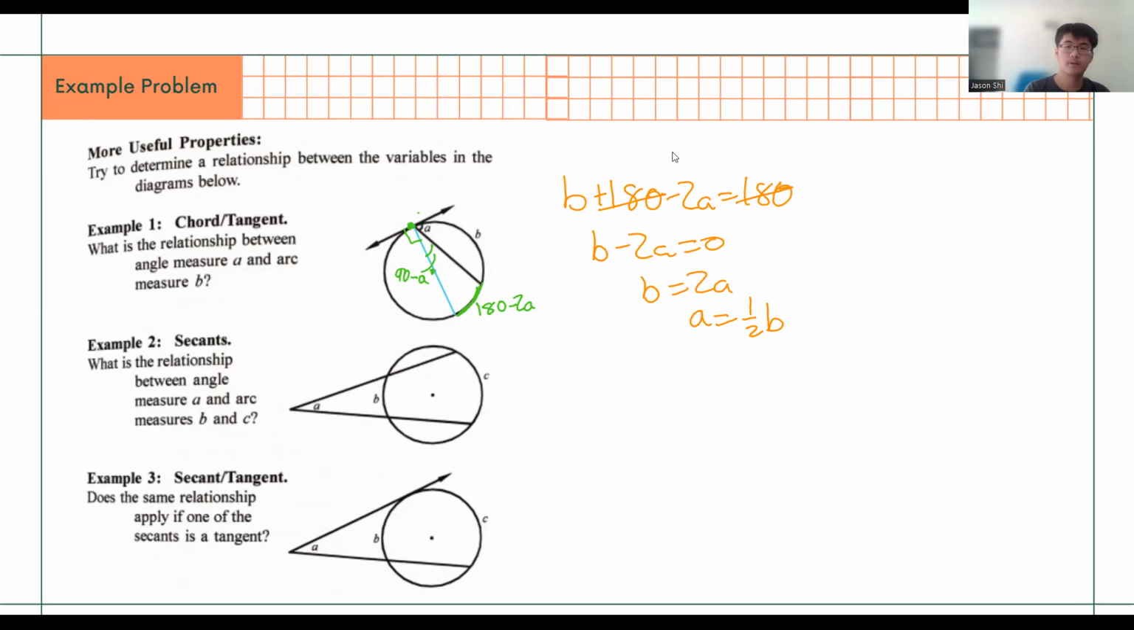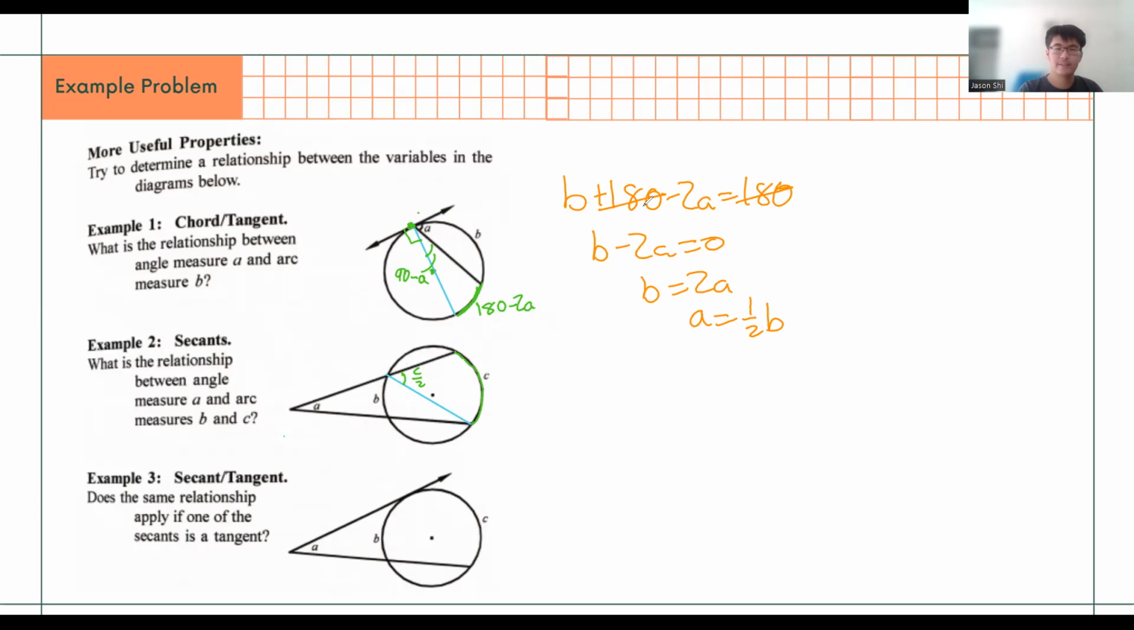All right, so next, secants. What is the relationship between this A, B, and C? This one is just a little bit harder, but basically what we need to do here is draw this line. Once we've drawn this line, can anyone tell me what this angle measure is? In terms of any of these? It is half of C. Yeah, good job. So this angle measure is C divided by 2 because it's the inscribed angle that faces this arc of C.